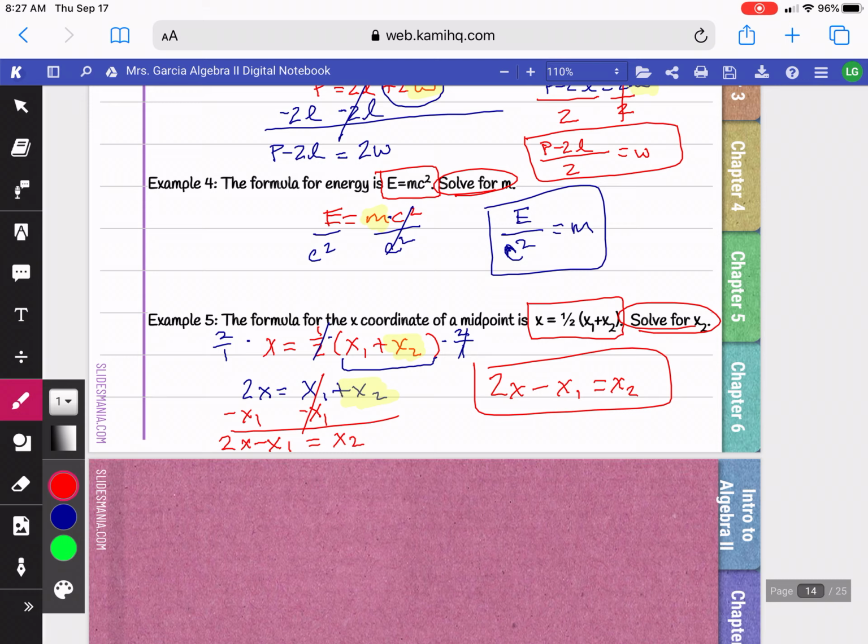And that would be my answer. So to get one of the coordinates that you're using to get your midpoint, you would actually take 2 times your midpoint and subtract the x1. So these formulas are very important to be able to solve because later when you take physics or your upper classes, there's a lot of formulas, and if you're able to solve them, it's easier to work out your problems.